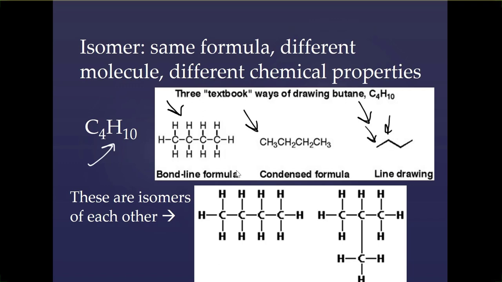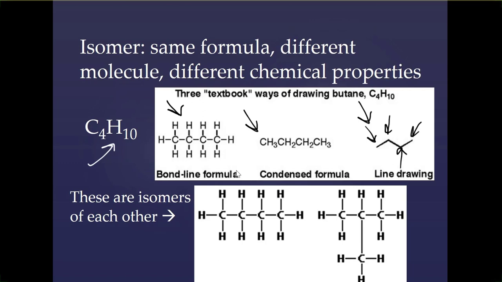1, 2, 3, 4. So this is C4, and it is assumed that every carbon will have 4 bonds on it. And then if it doesn't tell you what you're bonding to it, it will be hydrogen. So this is also C4H10, but just a quick way to draw that.